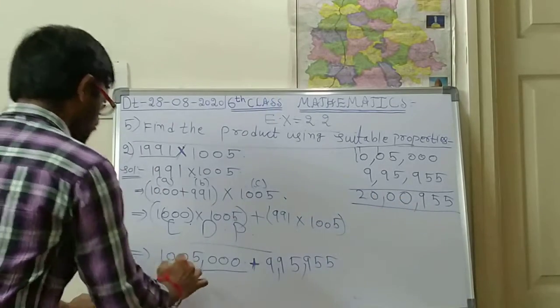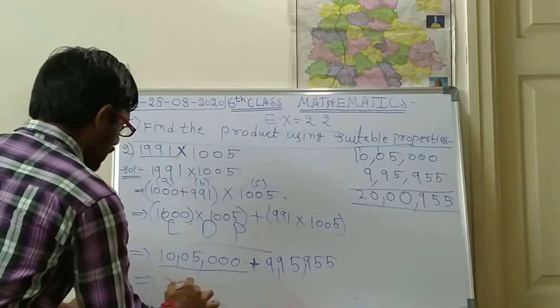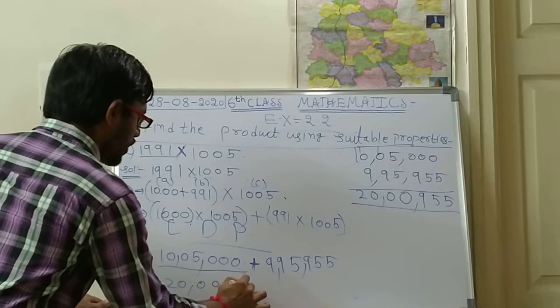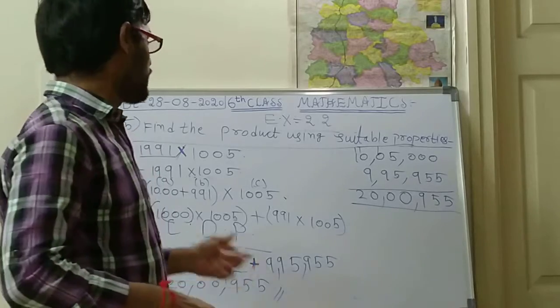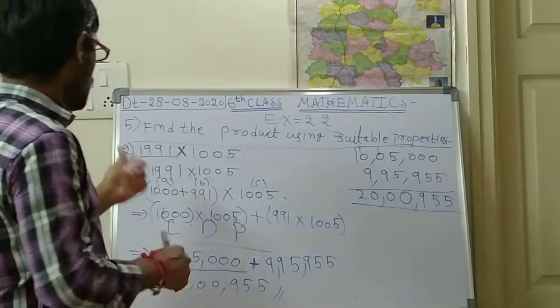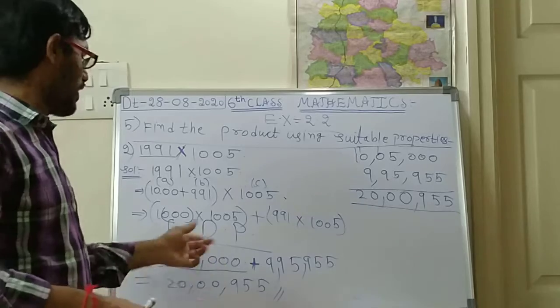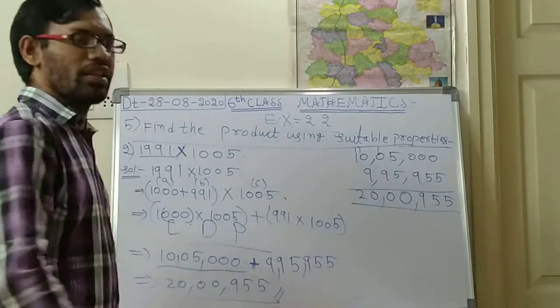So 20 lakhs 9,955. 20 lakhs 9,955 is the result of this problem. Okay. If you check in the calculator also, you can get it. You will be getting this one only.